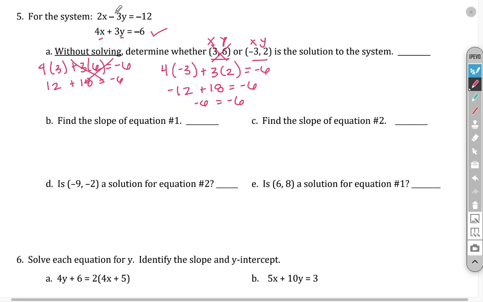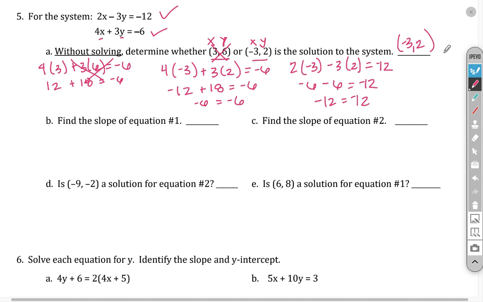Let's make sure it works for this one. So we have 2 times negative 3 minus 3 times 2 equals negative 12. So we've got negative 6, and then negative 3 times 2 is going to give us negative 6 as well. Negative 6 and negative 6 is negative 12 equals negative 12. Once again, that one works. So a solution to the system here is negative 3, 2.